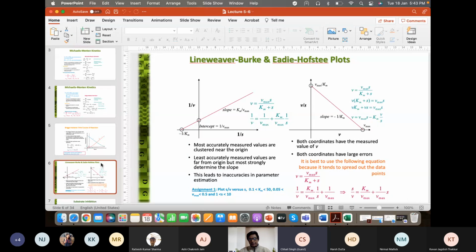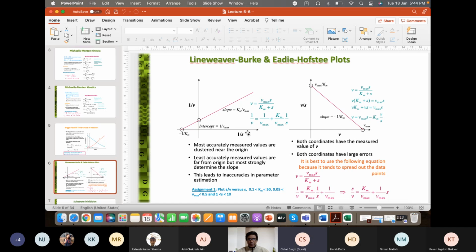Okay, a word about the plotting. This is something that students don't realize very easily, because it requires a little bit of experience in the lab as well as elsewhere when you're doing data analysis. Now in the lab, most of the time you'll find that the plot is done as 1 upon V versus 1 upon S, and this is the Lineweaver-Burk plot.